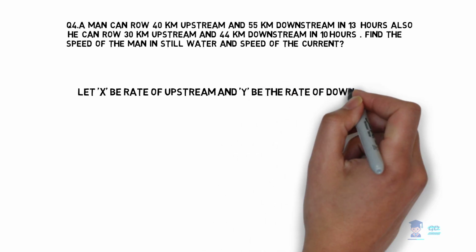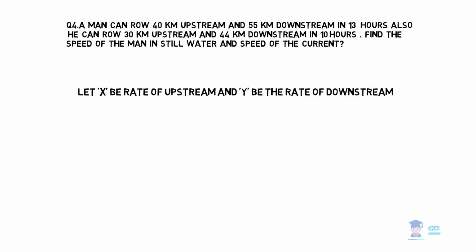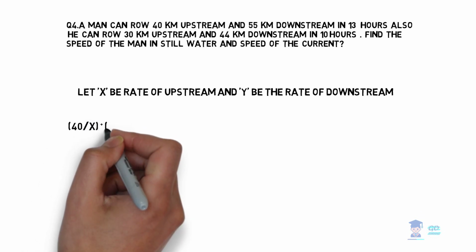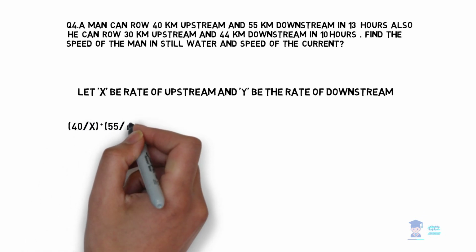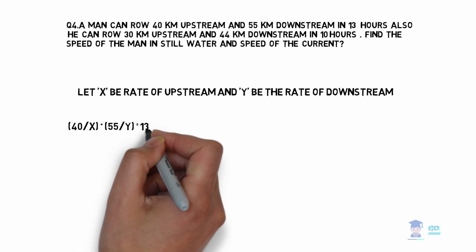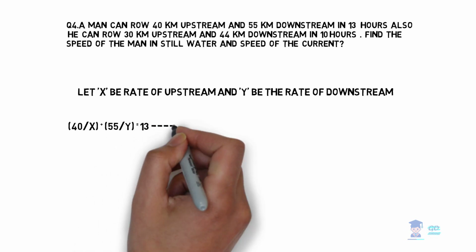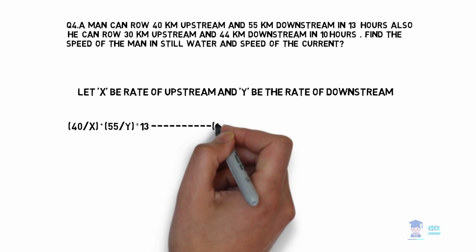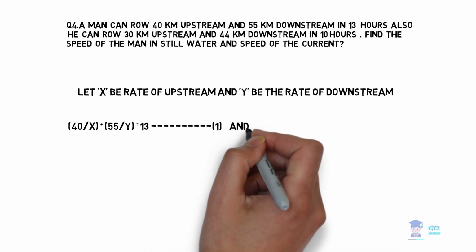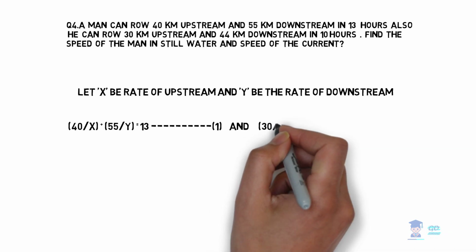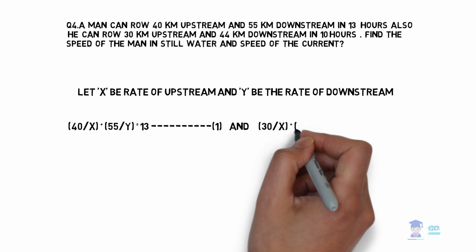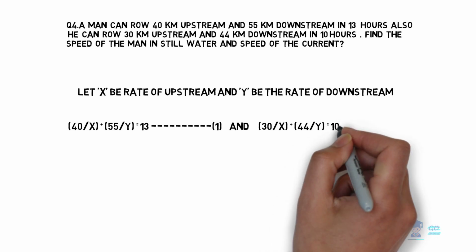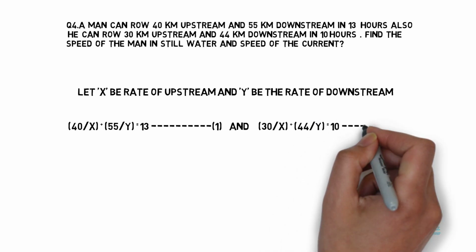So we'll form equations. 40 by x plus 55 by y is equal to 13. Take this as equation 1. This is the first condition given in the question. This is formed by distance by speed is equal to time. And for the second condition, 30 by x plus 44 by y is equal to 10. Mark this as equation number 2. This is the second condition given in the question.